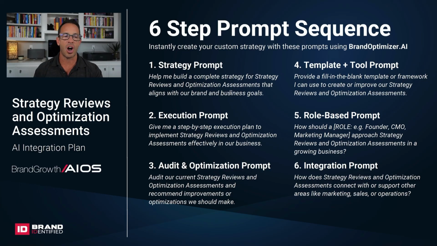Prompt number 3, this is your audit and your optimization prompt, and that is: audit our current strategy reviews and optimization assessments and recommend improvements or optimizations that we should make. Prompt number 4, this is your template and your tool prompt, and that is: provide a fill-in-the-blank template or a framework that I can use to create or improve upon our strategic reviews and our optimization assessments. Prompt number 5, this is your role-based prompt, and that is: how should a, and then you will want to insert your title, your role, your position, or a position within your organization, so for example, founder, CMO, or marketing manager, approach strategy reviews and optimization assessments in a growing business.